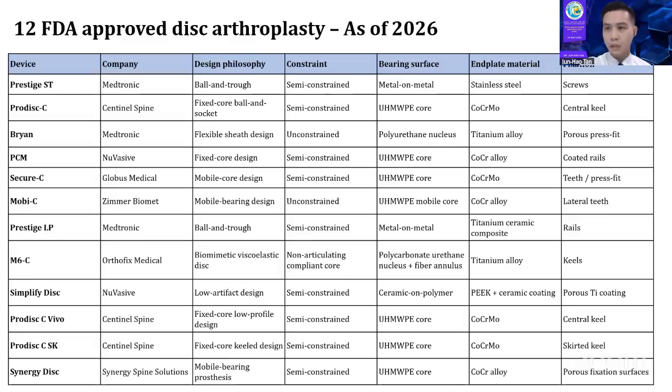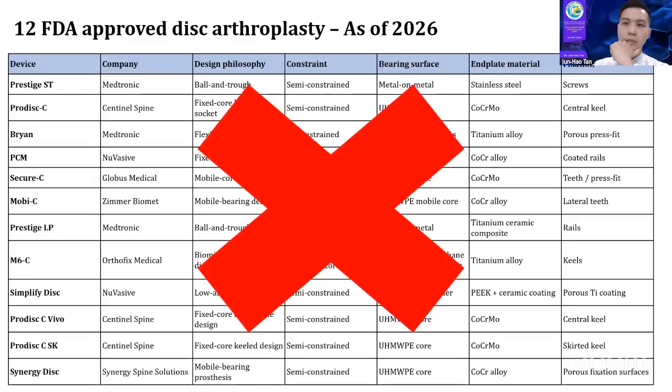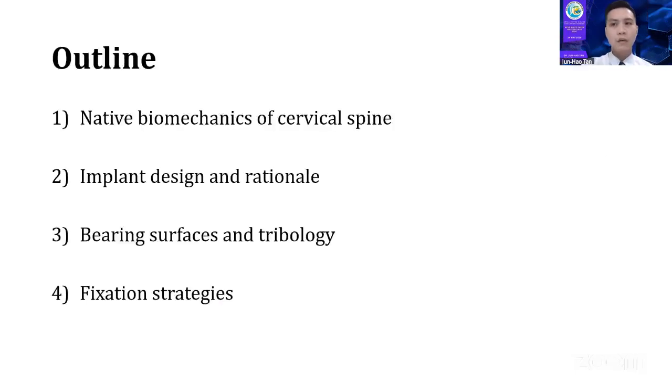Just cervical, there are already 12. So rather than going through one by one, slide by slide, about the huge differences between each of the disc arthroplasty options, I want to go through several concepts that I think are very important to understand when it comes to implant design and methodology for disc arthroplasty.